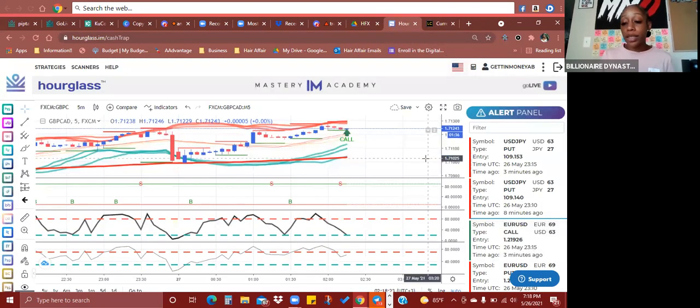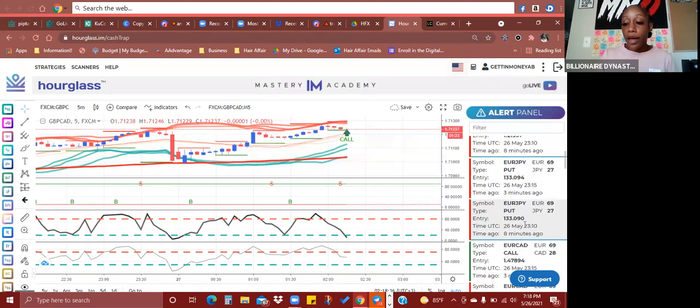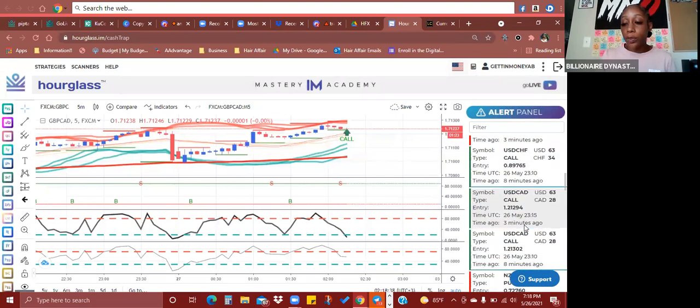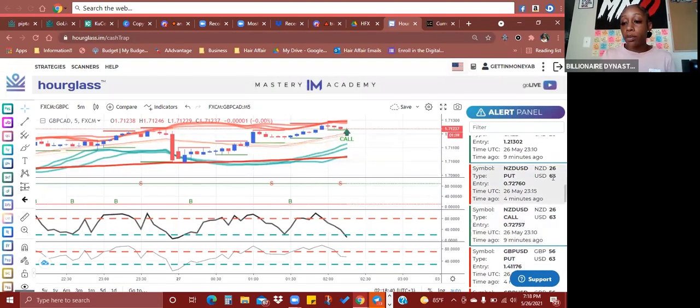So write this down, you guys. If the first currency is stronger, you're looking for the market to buy. If the second currency is stronger, you're looking for the market to sell, right? So for instance, let me try to find an example for y'all. Okay, boom. So we have NZD USD, right? NZD is at 26, USD is at 63. So because the US dollar is stronger, the market should be going down and selling, right?